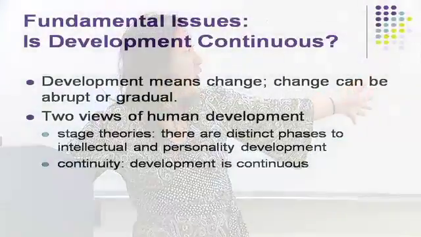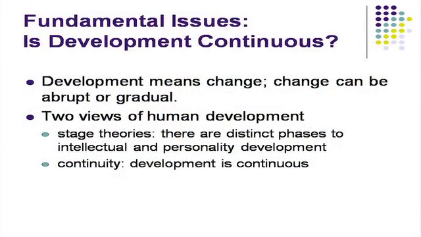Another question we have is: is development continuous? Development means change, as you know, and change can be abrupt or gradual. So we have two views of human development. One is stage theories. They are distinct phases of intellectual and personality development, meaning you have to complete one stage to move on to the next stage. The other is continuity: development is continuous, so there are no clear-cut stages. So there are two main views.